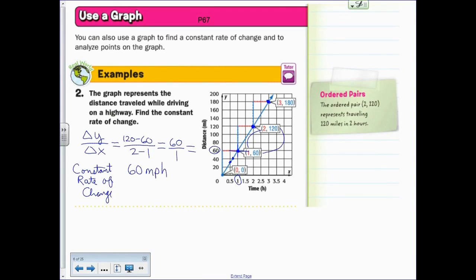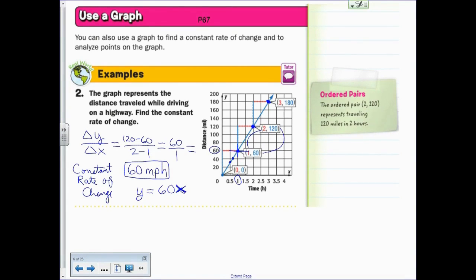And it is also our unit rate, 60 miles per hour. It is both the constant rate of change and the unit rate. And because this is a proportional situation, we could write this in the form of an equation. We can say that Y is equal to 60 times X, where X is the amount of time in hours, and Y is equal to the total number of miles traveled.